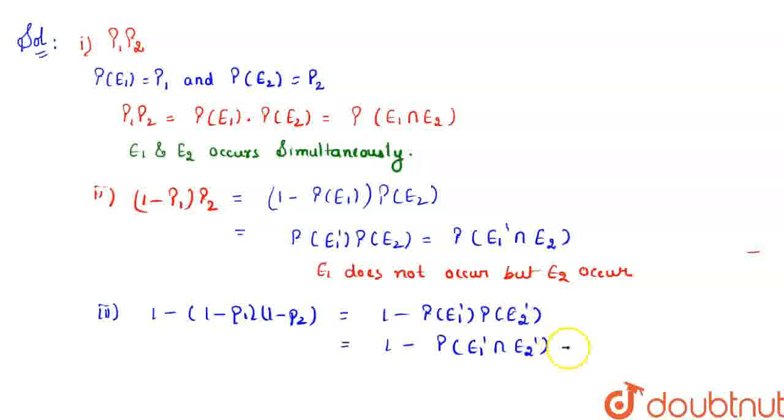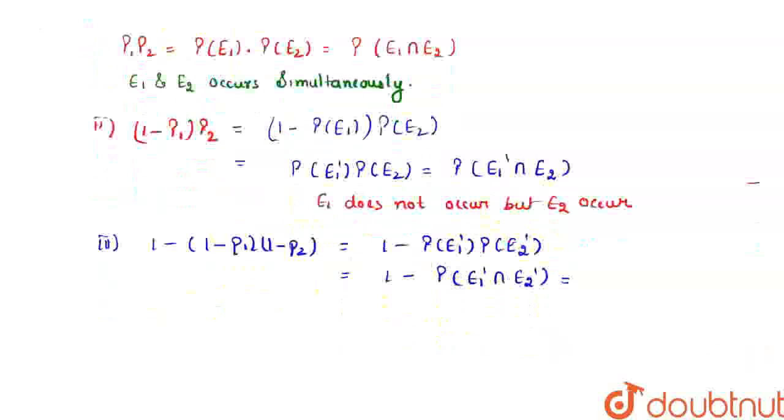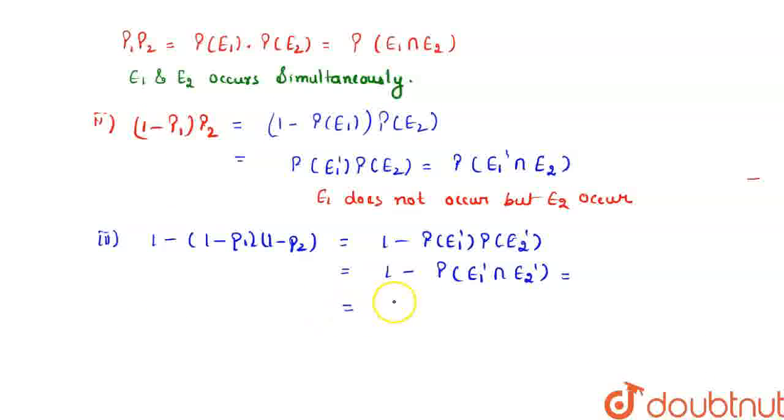And this can be written as 1 minus, as they are having the complement, I can write down 1 minus P of E1 union E2. So here, after opening the bracket, we can say it would be P of E1 union E2. Now as per the union, we know that either E1 or E2 or both E1 and E2 occur. So moving to the last part.